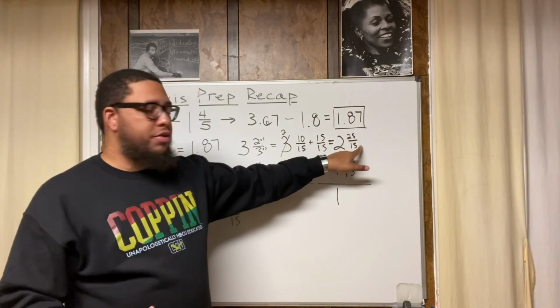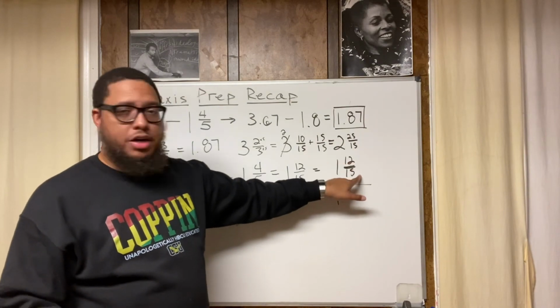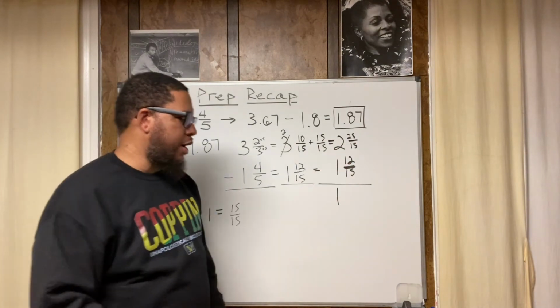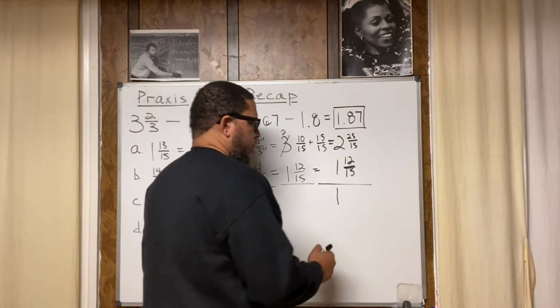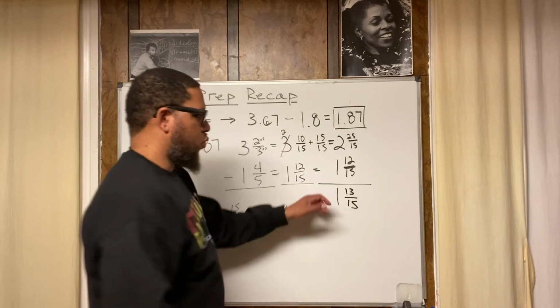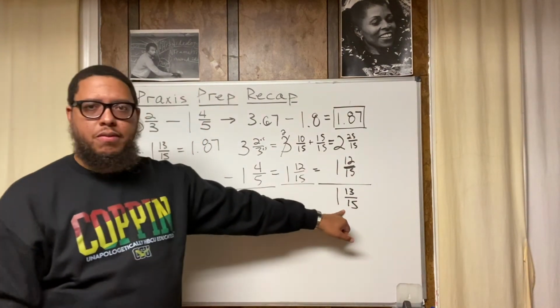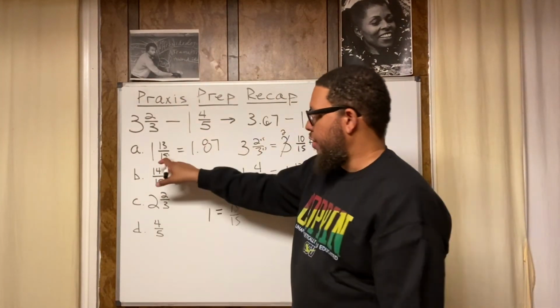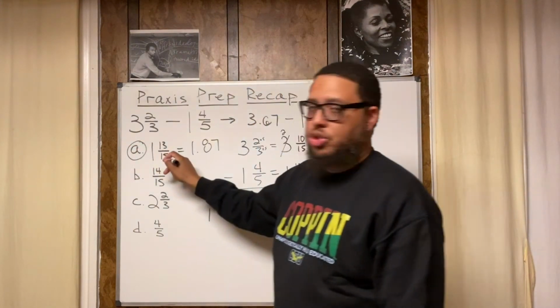So I got 25 of these, and I'm taking away 12 of these. So 25 take away 12, we do the math. 25 take away 12 is going to be 13. So 1 and 13/15, right? And then we look back over here. That was our answer. Answer choice A, right?